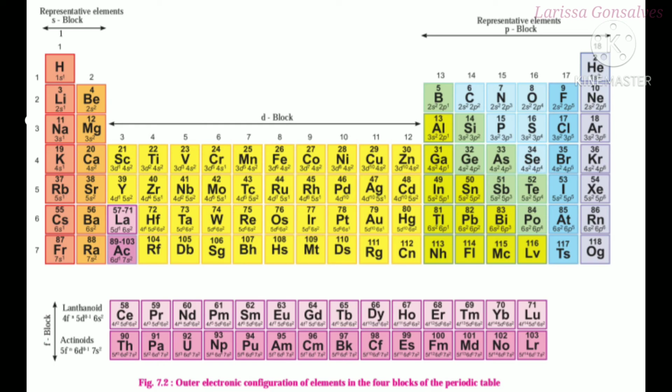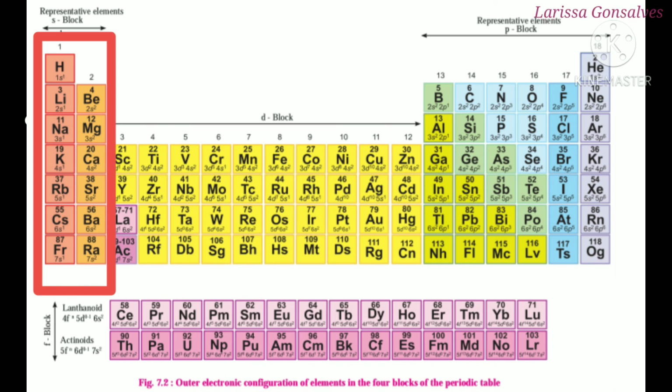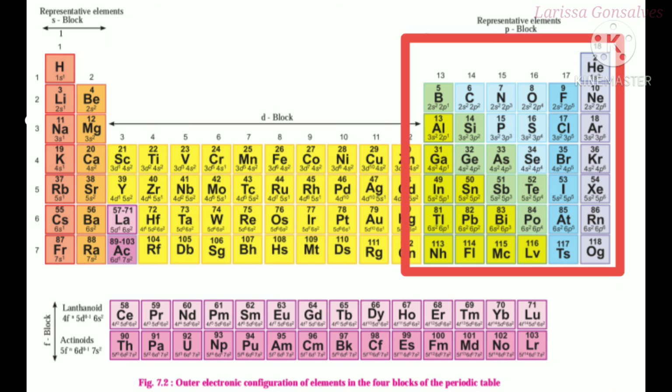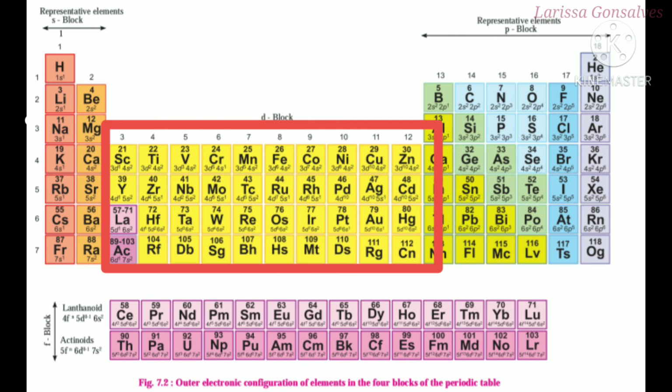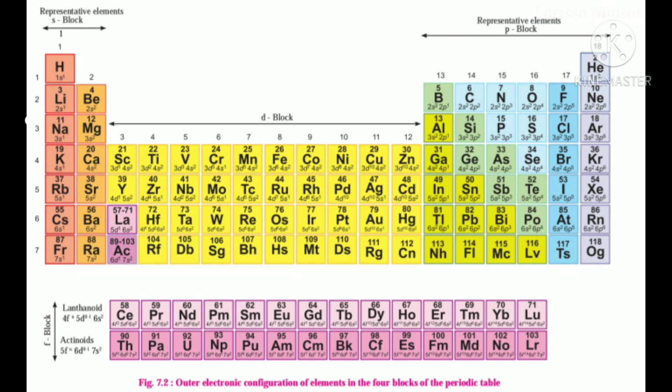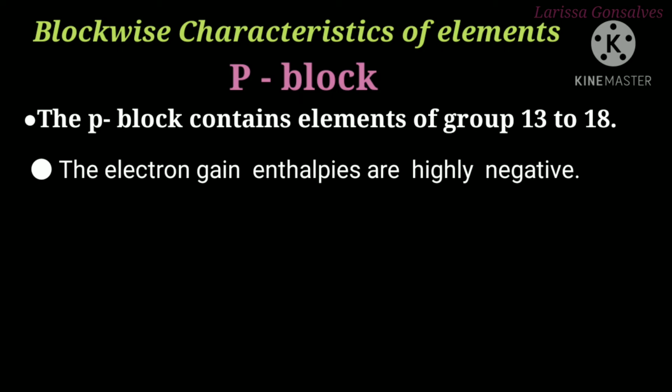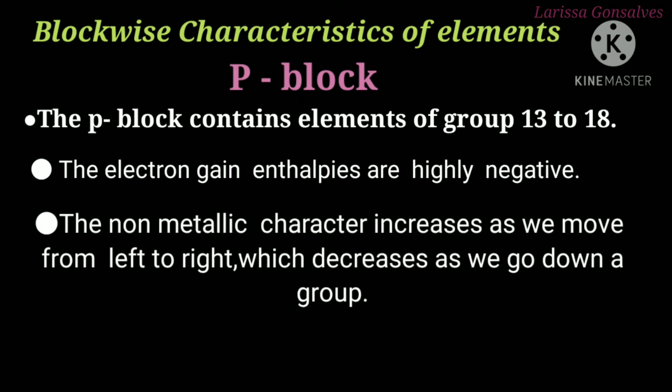The p block contains all three traditional types of elements. It has metals on the left, non-metals on the right, and metalloids along a zigzag line, and these metalloids separate the metals from the non-metals. The non-metallic character increases as we move from left to right, whereas it decreases as we go down the group.